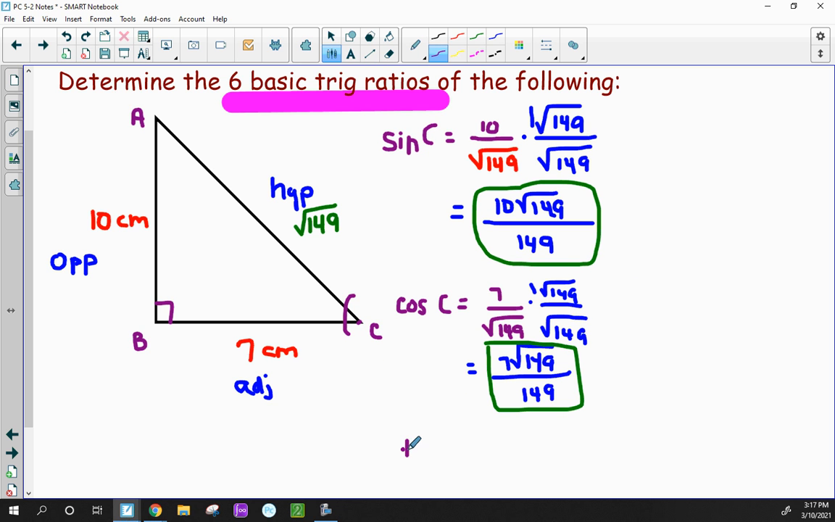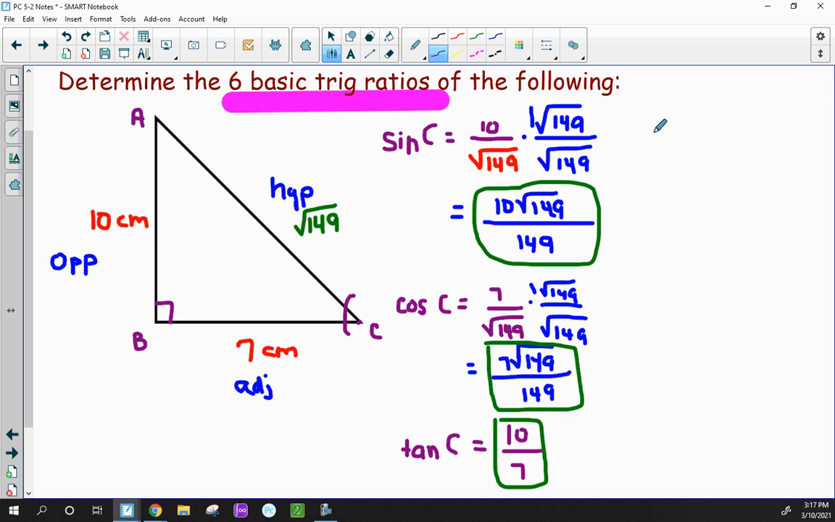Third, we're going to find the tangent. And again, try to always go in this order. The tangent is SOHCAHTOA, O over A. Opposite is 10 in this picture. A is 7. 10 divided by 7 is a reduced fraction, so there's no work that needs to be done on this one.